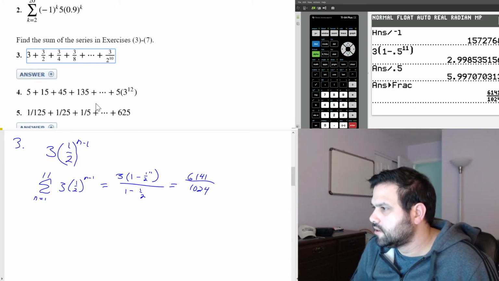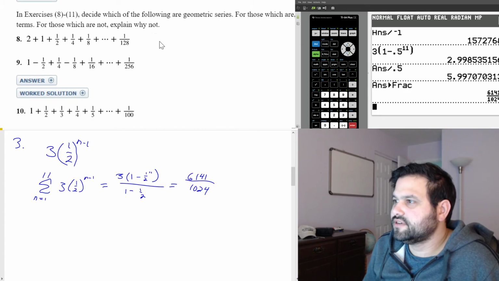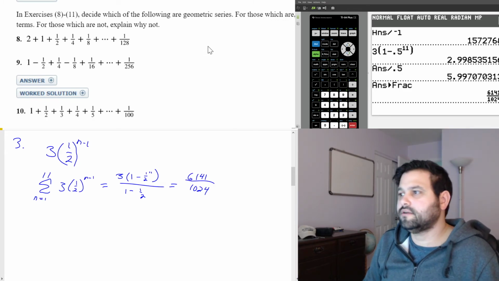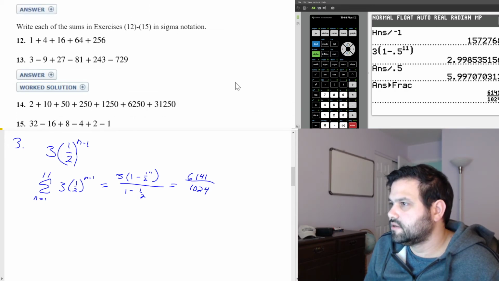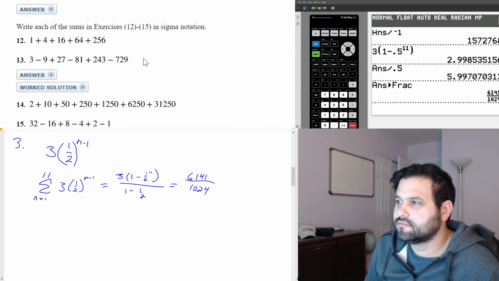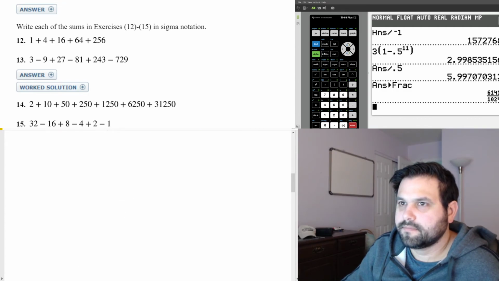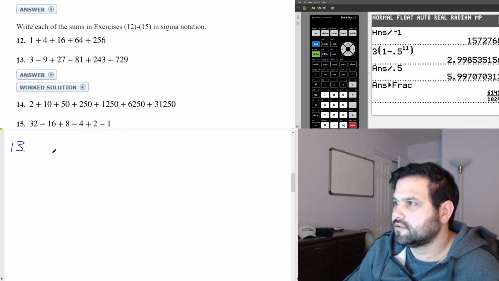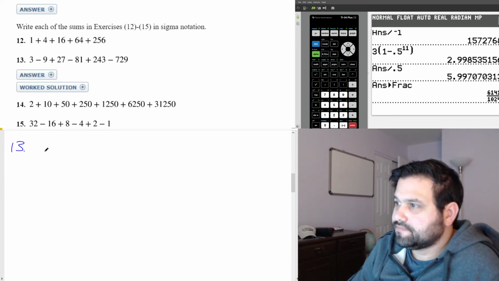So, the next type: determine if it's a geometric series. Figure out if there's a common multiplier, and if so, find the sums, or whatever it may be, writing the sums in sigma notation. Let's try one of those. I guess we already went over that in number 3, but let's just do it again. Let's do 13. Let's write that sum in sigma notation.